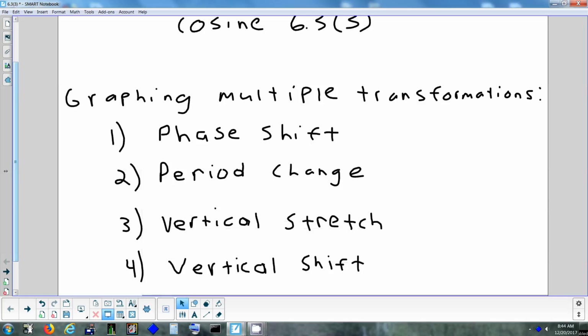So that's always the order you do the transformations in when you see them in a problem. I doubt you're going to see a problem with all 4. Okay, even the one on the test, I think it's 2. So just do them in that order.